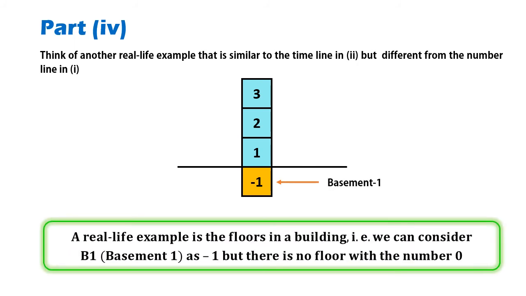Part 4, the real-life example is the floors in a building. We can consider basement 1 as floor number -1, but there is no floor with number 0.